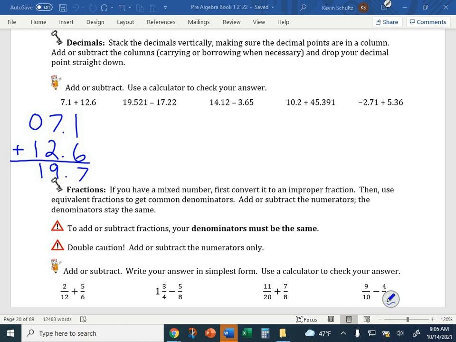Okay. All right. One where a 0 might be more necessary is in the next one. If we have 19.521, I'm of course going to line up my decimals. So my 17.22 is going to look like that. Okay. And this would be a situation where you might be more inclined to put a 0 after that second 2. Okay. So they're out to the same number of places. But again, we got those decimal points lined up there, okay?